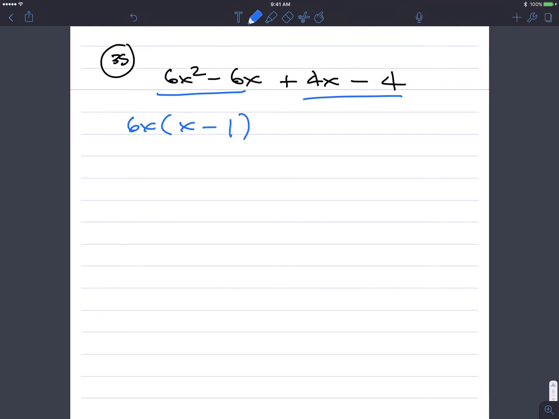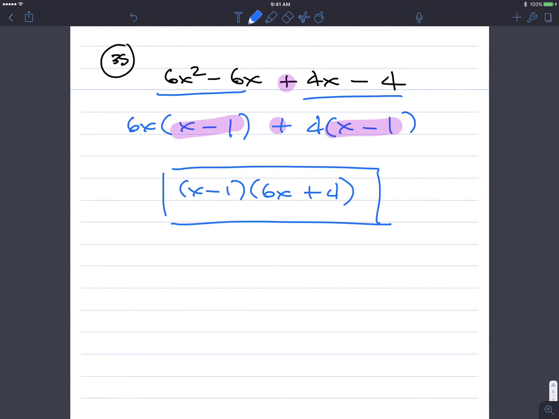Is that true? Greatest common factor of 4x and 4. What's the quotient? X minus what? 1. Addition, addition. Oops. So you're going to bring down your addition sign, and let's double check. X minus 1, x minus 1. This is common. This is the same. What's your answer? X minus 1 times 6x plus 4. You are what? Done. Okay, so this is here. This is the work on factoring out the greatest common factor.